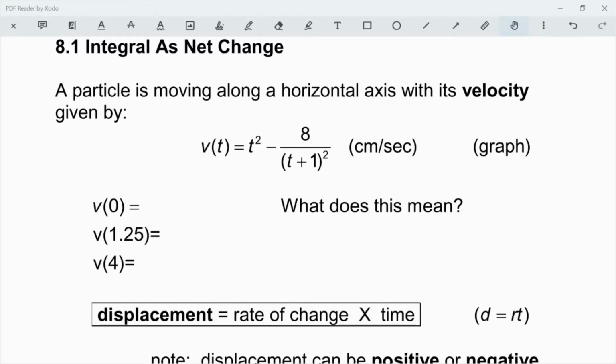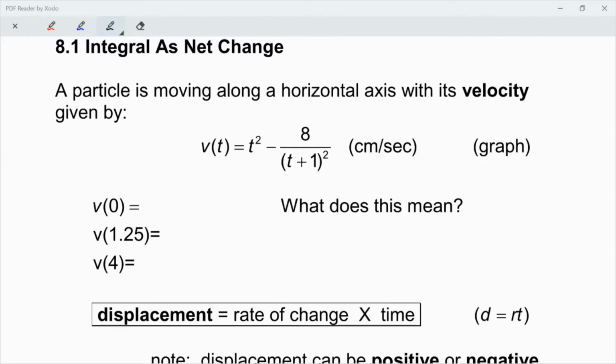On this first problem, it says a particle is moving along a horizontal axis with its velocity given by this function, (t squared minus 8) over (t plus 1) squared, centimeters per second. We can graph that, but it essentially asks us to find the velocity at 3 different points in time, and then it says, what do these velocities mean? Well, let's take a look at this.